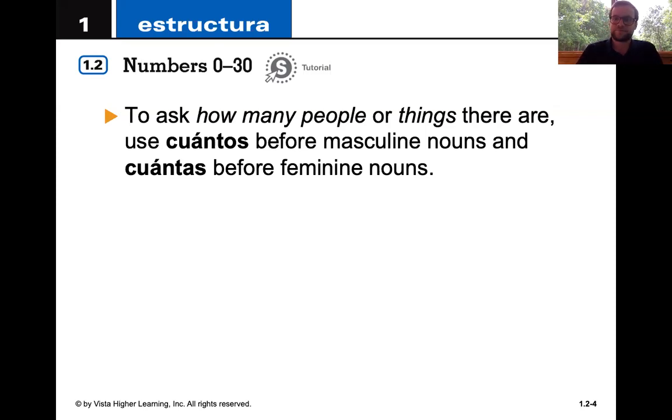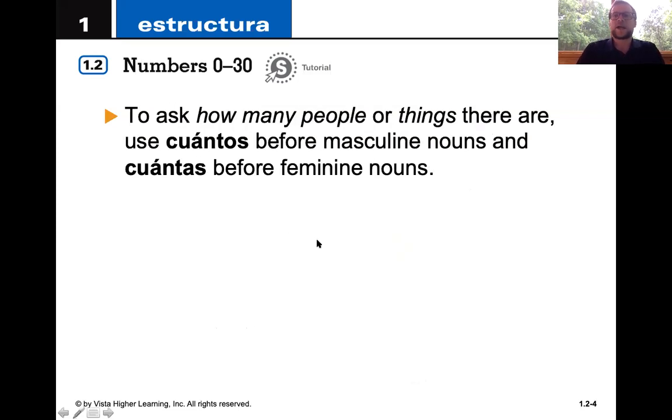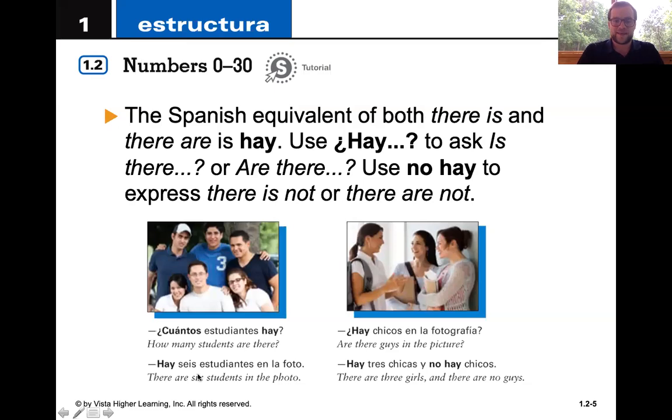Okay, very good. Now, the Spanish equivalent of there is or there are, okay, is hay, spelled h-a-y, right? It's not "hey". Remember that H is silent. Hay. And so we would use hay to ask, is there or are there, okay? And if we were wanting to say there is not or there are not, we would say no hay, no hay, okay?